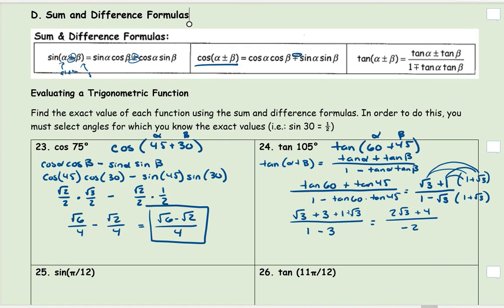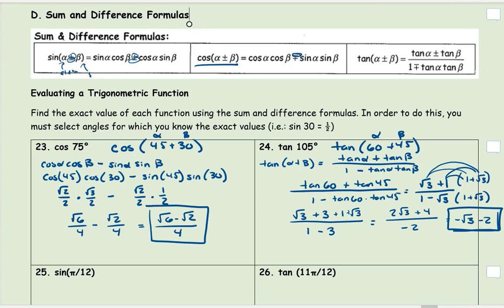We're almost done. We're going to divide each one of these right here by negative 2. So 2 root 3 divided by negative 2 is negative root 3. 4 divided by negative 2 is negative 2. This is our final simplified answer.